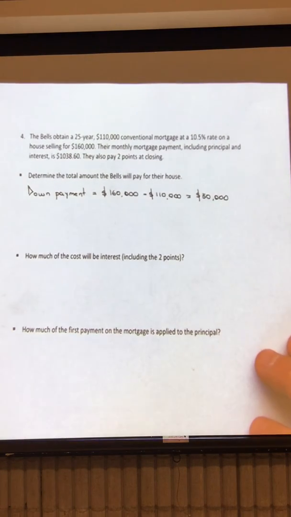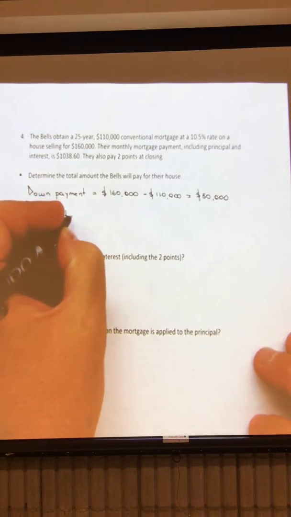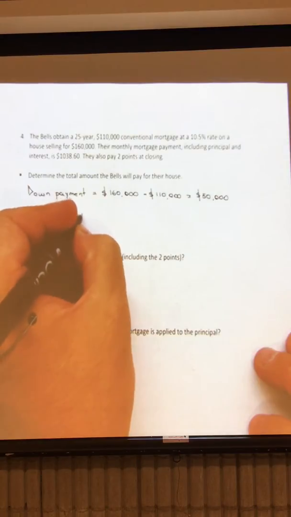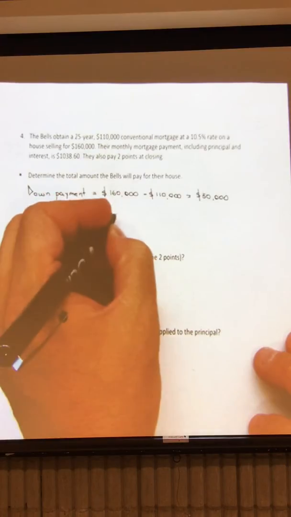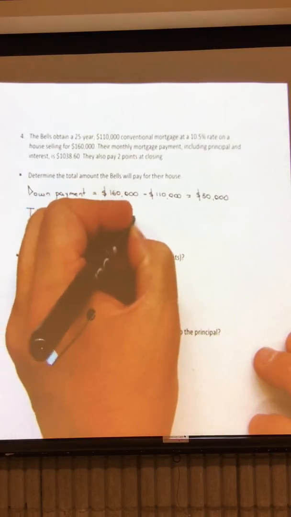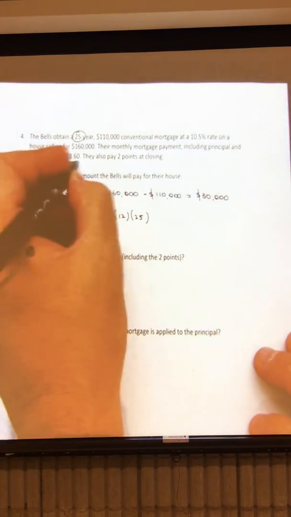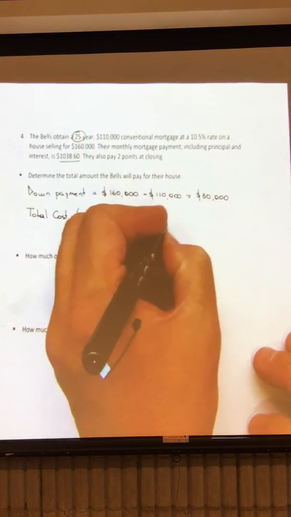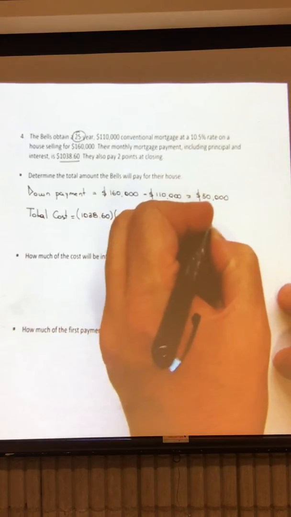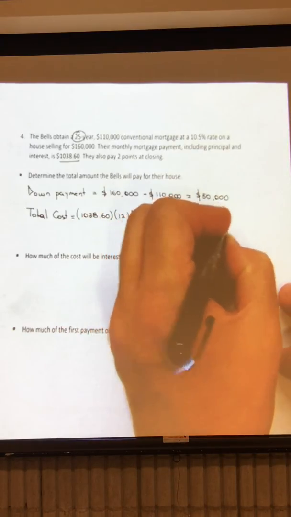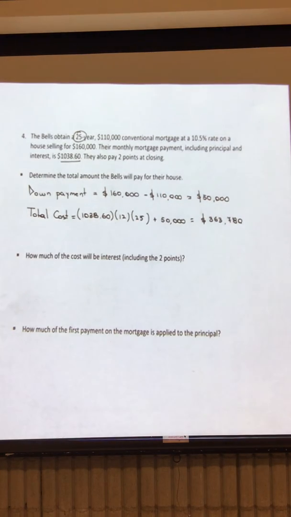Then the total cost of the house will be the monthly payment times 12 months times 25 years. This is the number of years, and this is the monthly payment, plus the $50,000 for the down payment. So the cost of the house will be $363,780. So this is the total cost.